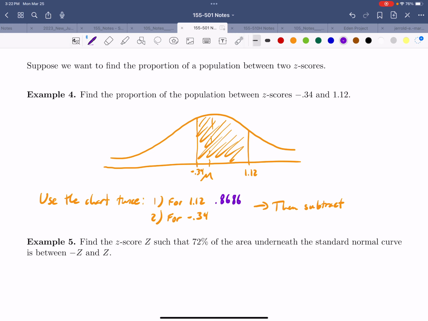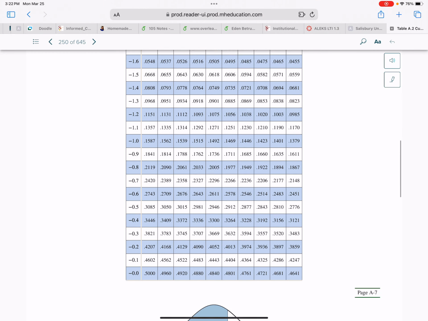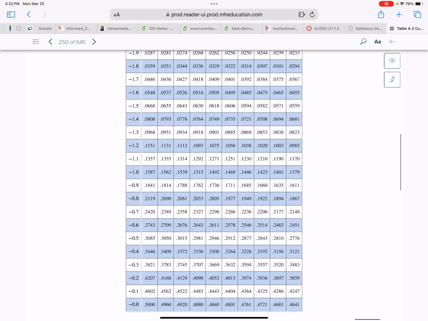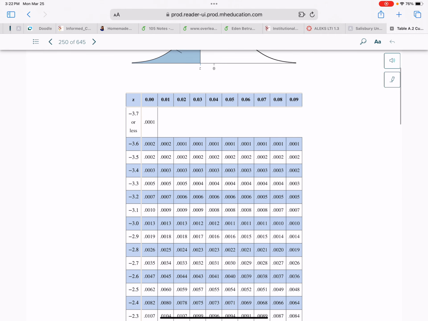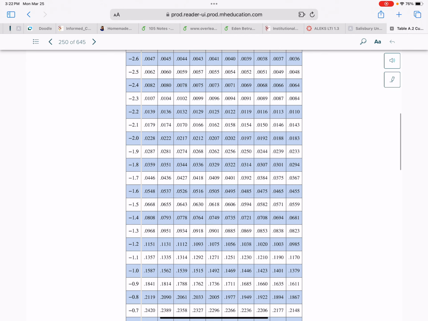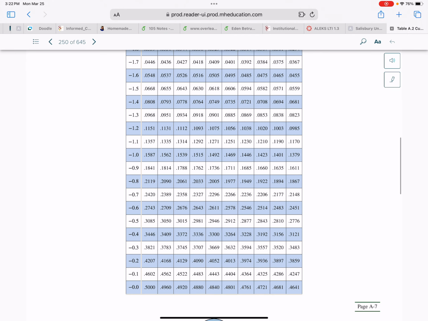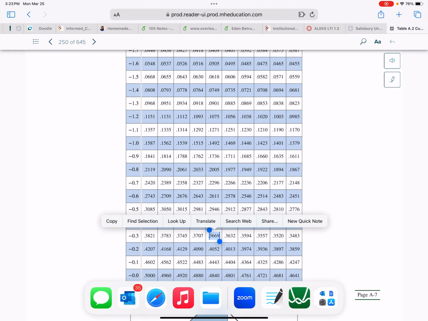Okay, and then for negative 0.34, now remember, make sure to do the negative. This matters. Negative 0.34 looks like this, this is the column for 0.04. So we're right here, 0.3669.